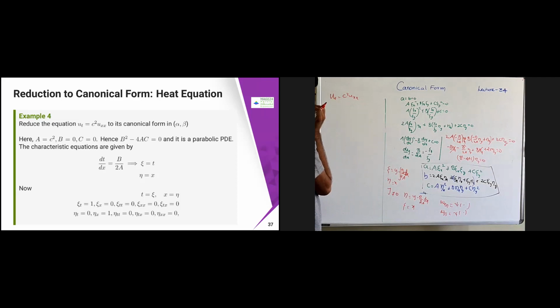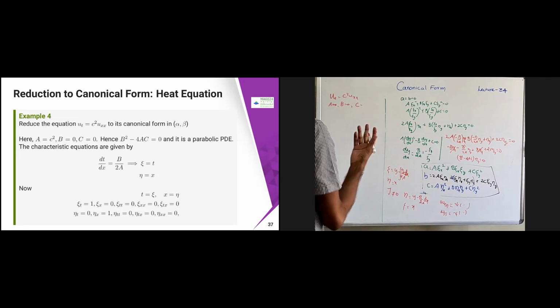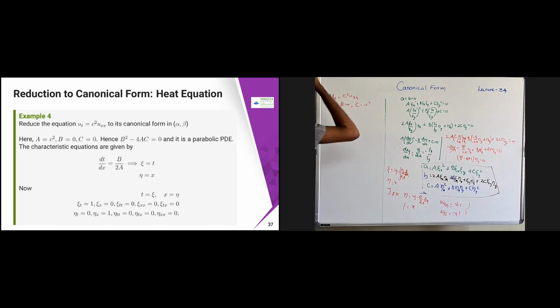So you have a is going to be 0. I'm just taking t as the first variable, so a is 0 and b is also 0, and c is going to be minus c square. But a and b are 0, therefore this is going to be parabolic. It doesn't matter what c is, so the discriminant is going to become 0.